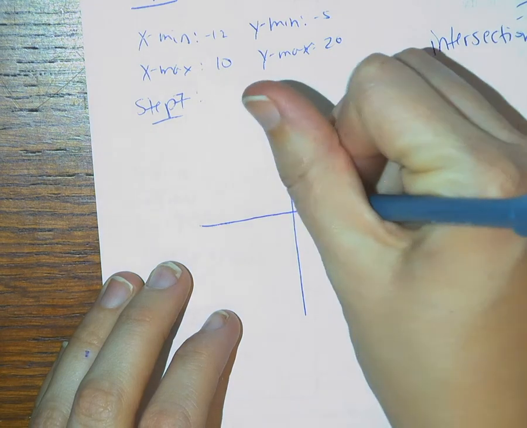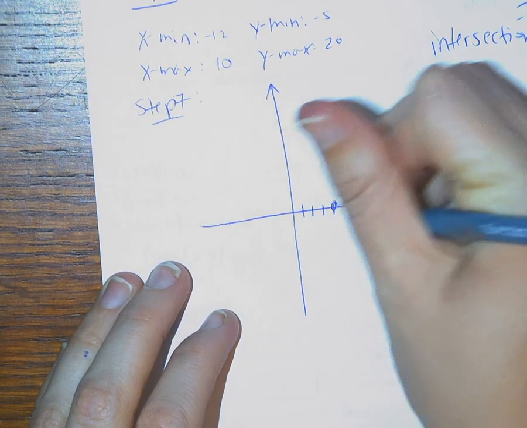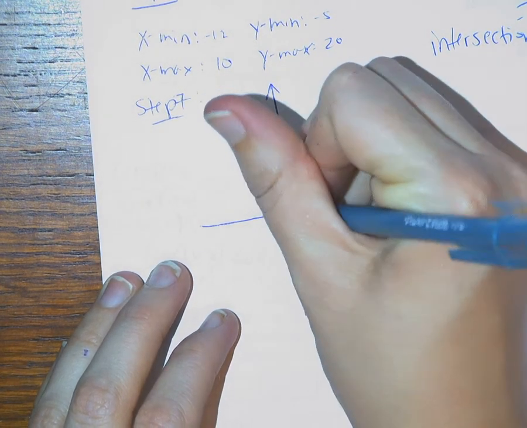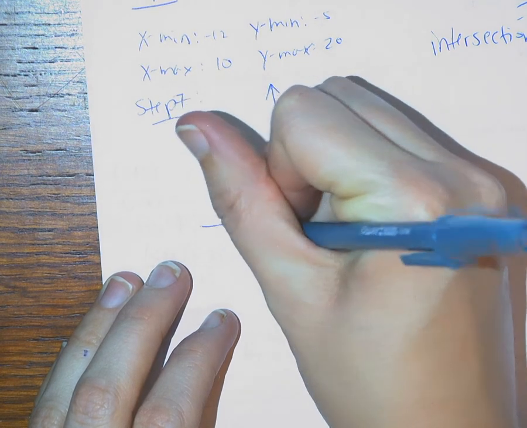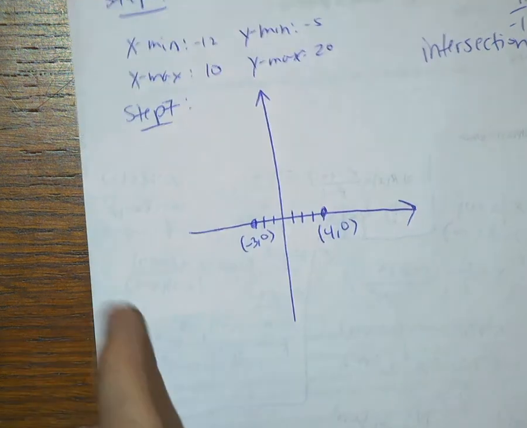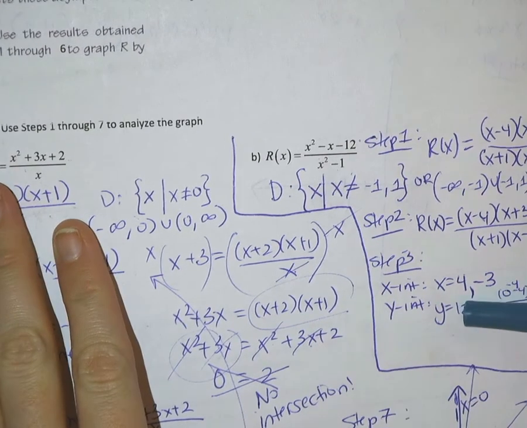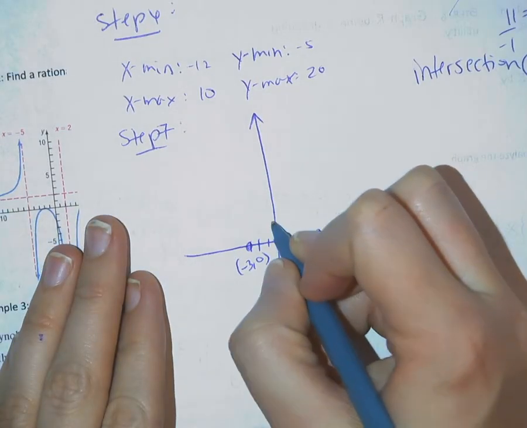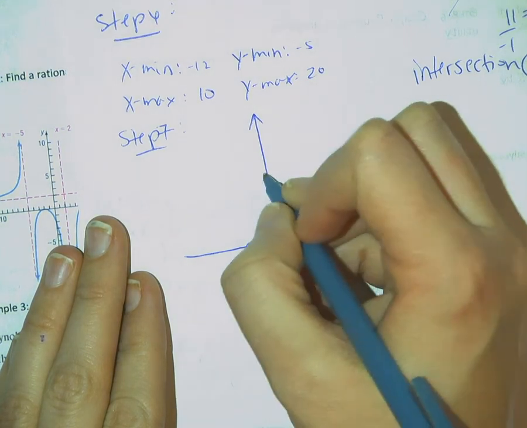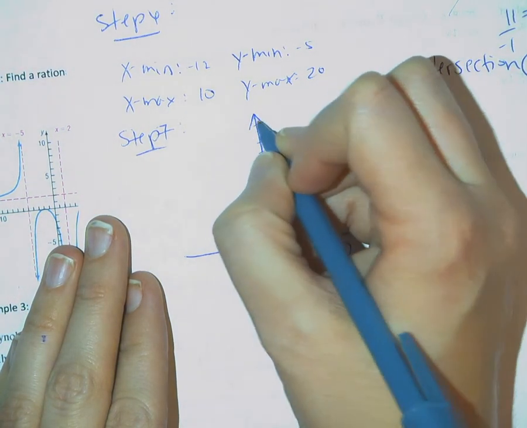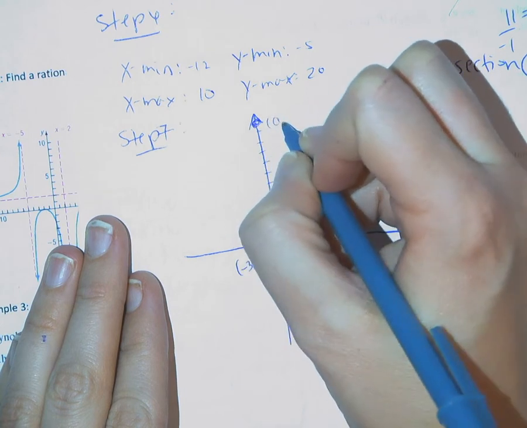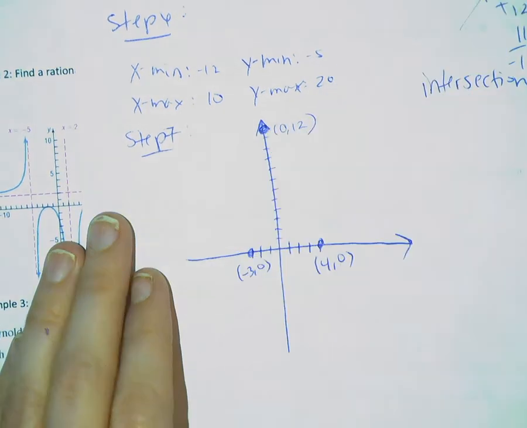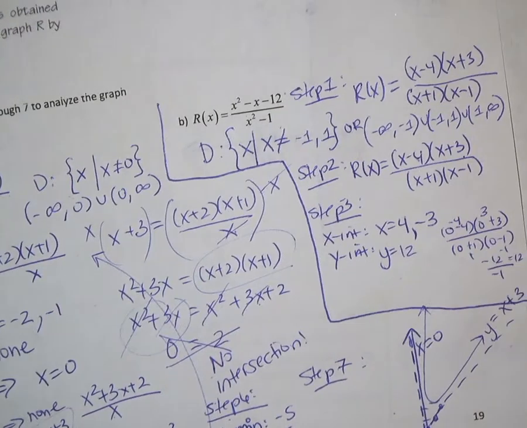So positive 4, label that, negative 3, label that, and then I should also have a y-intercept at 12. Let's spot that y-intercept. And label it. That's really all the information we had over here.